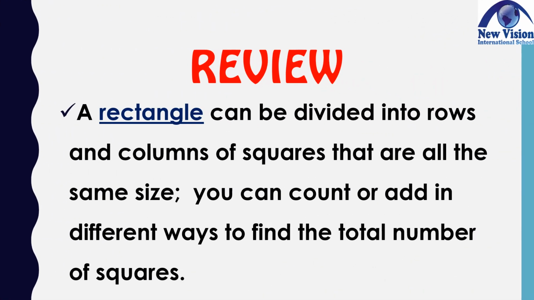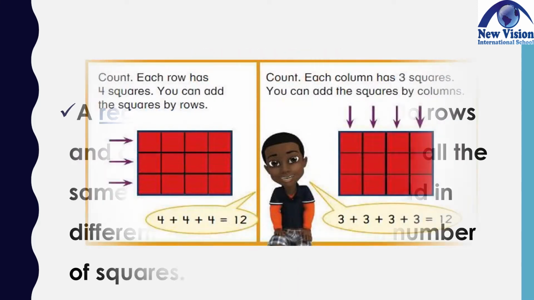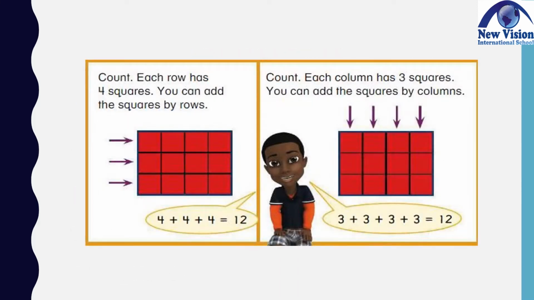Let's review Chapter 15, Lesson 5. Divide rectangles into equal squares. A rectangle can be divided into rows and columns of squares that are all the same size. You can count or add in different ways to find the total number of squares. At the left side, you will see that it is added by rows, and at the right side, it is added by columns.